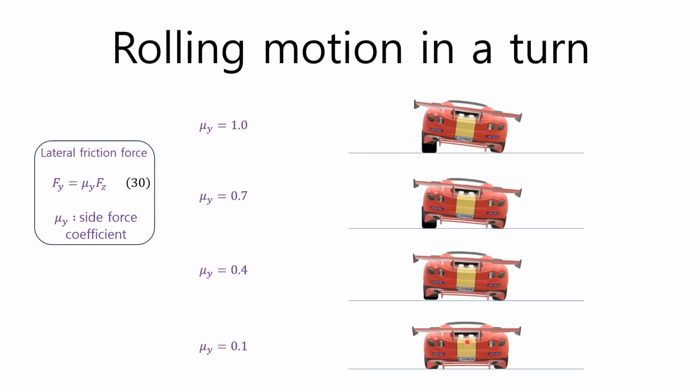When the side force coefficient is large, the friction force increases and the tire can grip the ground, preventing sliding and increasing roll motion. If the roll motion increases, rollover may occur, so be careful. The figure here is exaggerated to aid understanding.